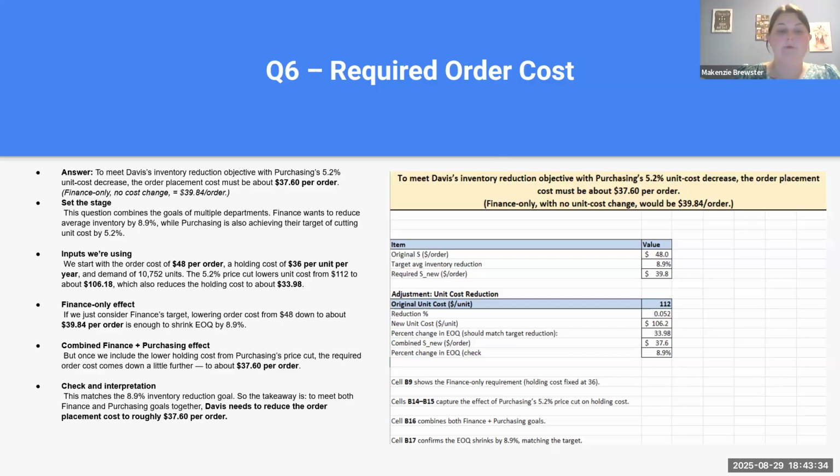The 5.2% price cut lowers the unit cost from $112 to $106.18, which is going to reduce the overall holding cost to $33.98. With the finance effect only, you're finding out that the order cost is going to go from $48 to $39.84 per order, which is going to overall shrink the EOQ by 8.9%.